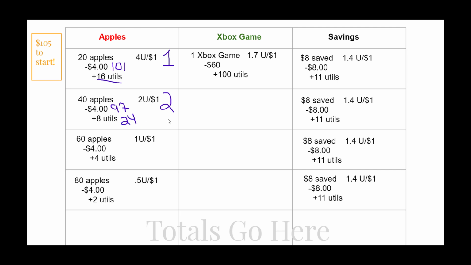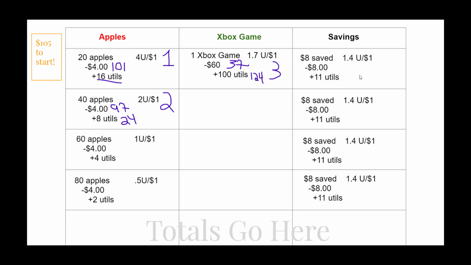It's pretty clear that it's going to be the big, nice Xbox game. So I'm going to come over here and I'm going to put a 3 here because that's my third purchase. I'm going to have $37 remaining because 97 minus 60 is 37. And I'm going to have 124 utils after this third purchase is consumed. 100 plus 24 is 124.